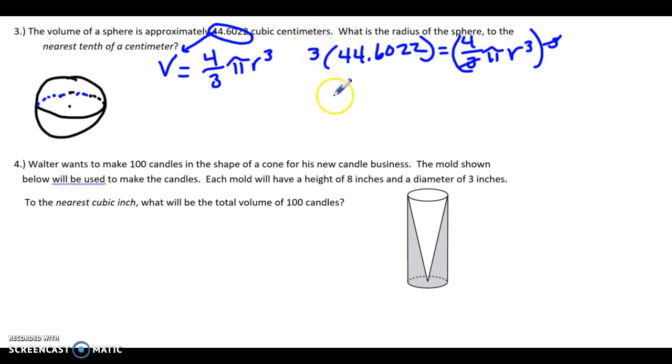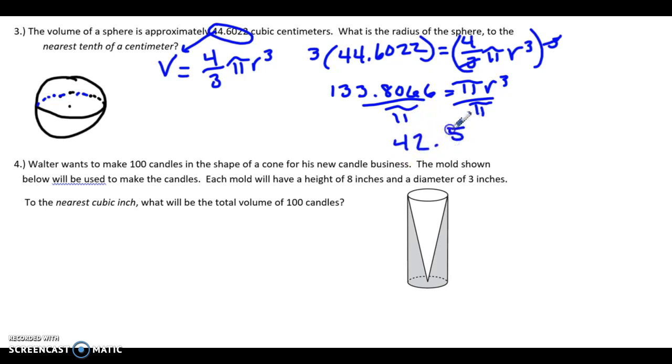So if you do 3 times 44.6022, you get 133.8066 equals pi r cubed. Now divide by pi. And when you divide by pi, you have 42.592, we'll call it, equals r cubed.